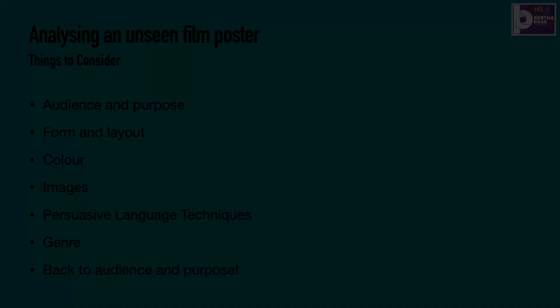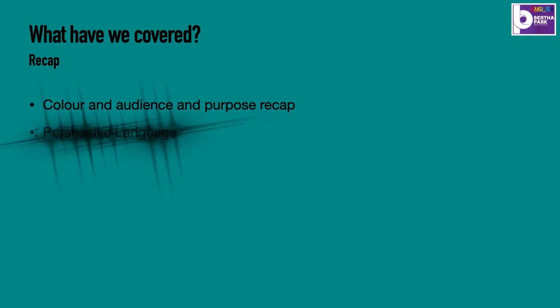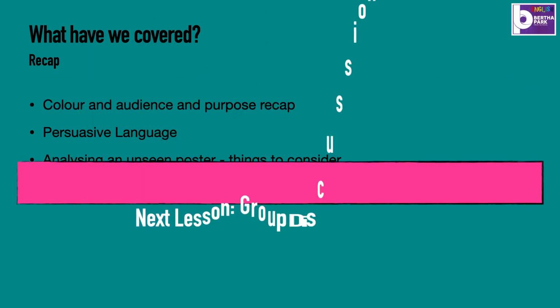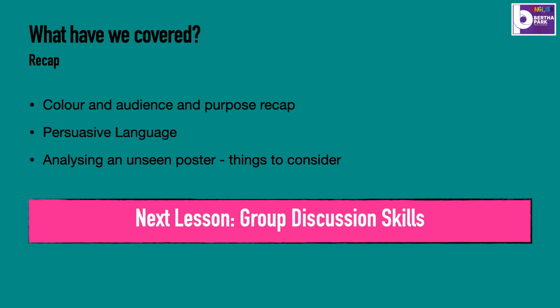So let's recap what we've done today then. We recapped colour and audience and purpose by using the quiz team's assignment. Please complete that if you haven't done so already. We then talked about persuasive language, and then we thought about the things to consider when analysing an unseen poster. So as I mentioned, in lesson 4, you'll be given an unseen poster to analyse using all the techniques that we've talked about, and we'll also be focusing on our group discussion skills.